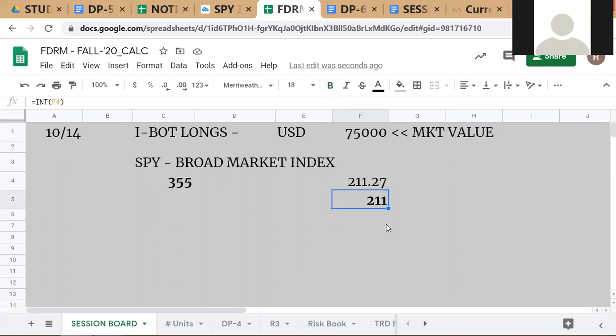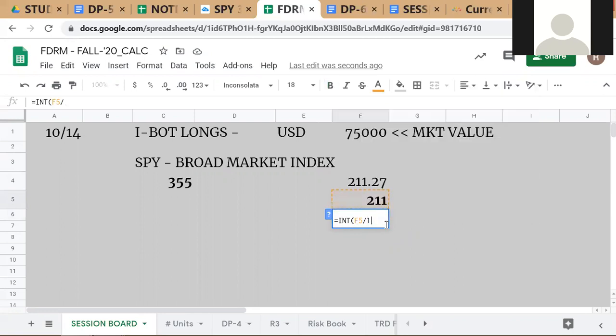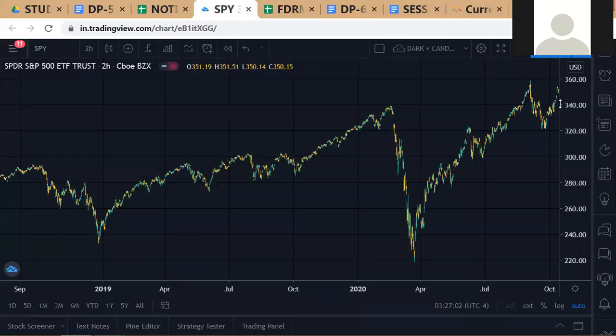Okay, you have to further divide this by 100. So this should actually be the integer of this divided by 100. This is basically 2. So you will sell 2 lots of SPY, and that will be a short position worth around $75,000. So you have hedged yourself in case your iBot stocks drop in value. The loss on the iBot shares is offset by the gain on the short SPY position. You have some idea about what I'm saying here?